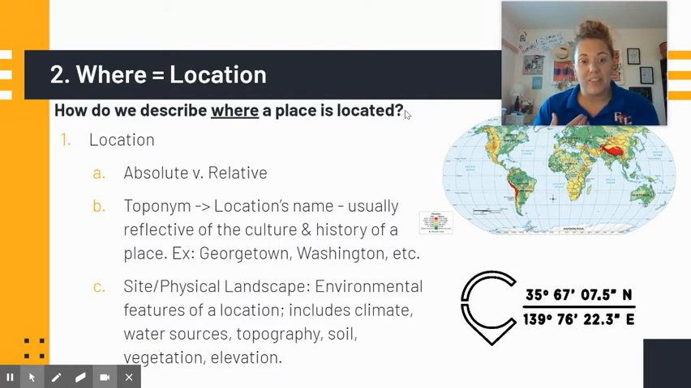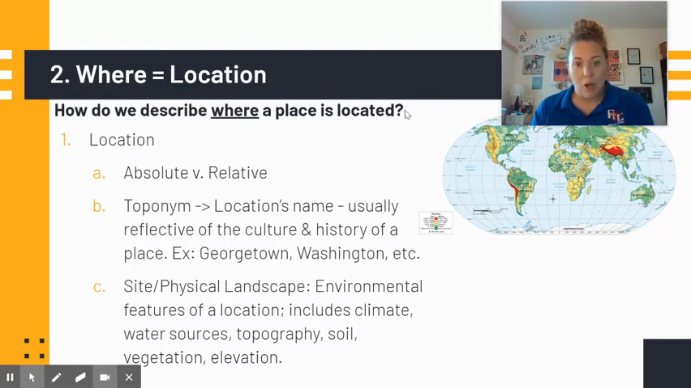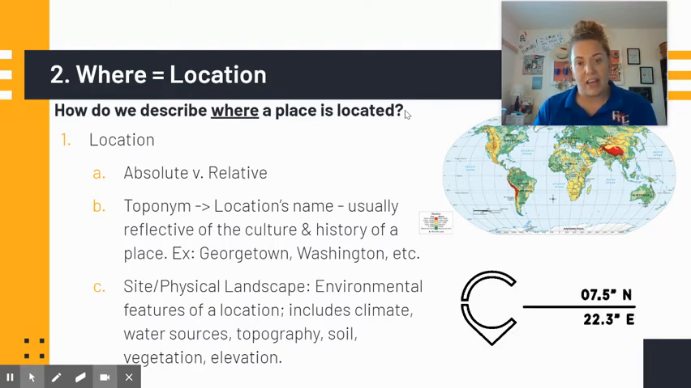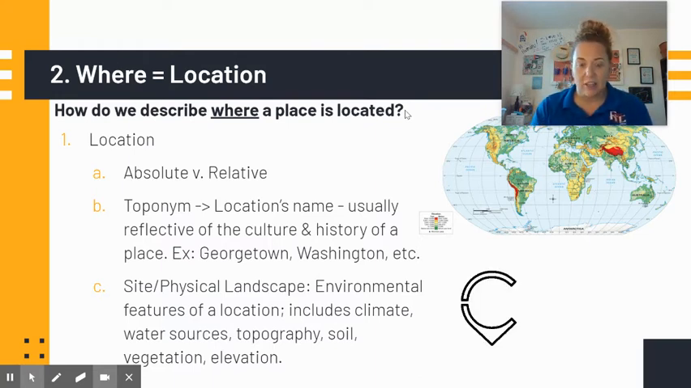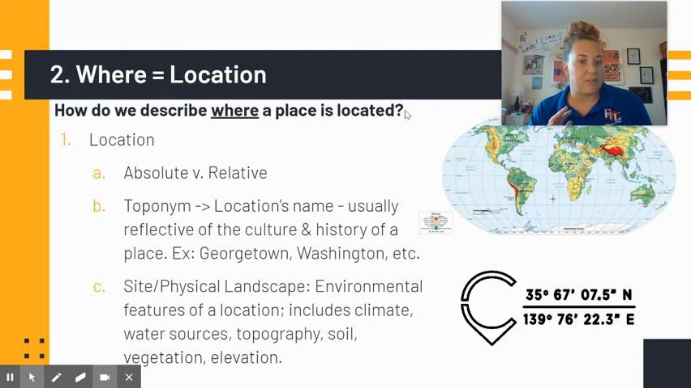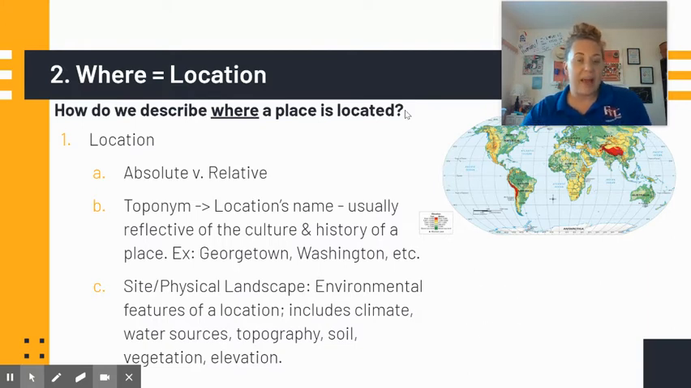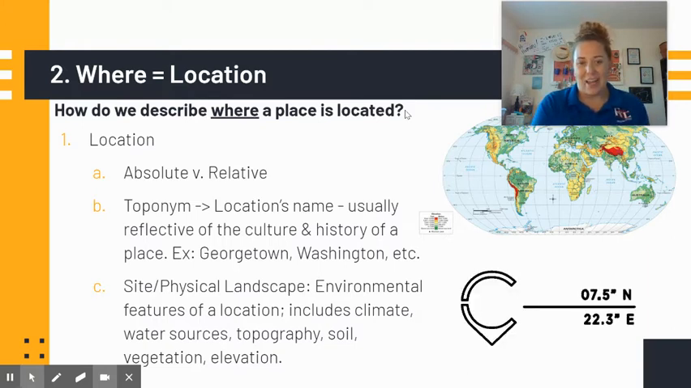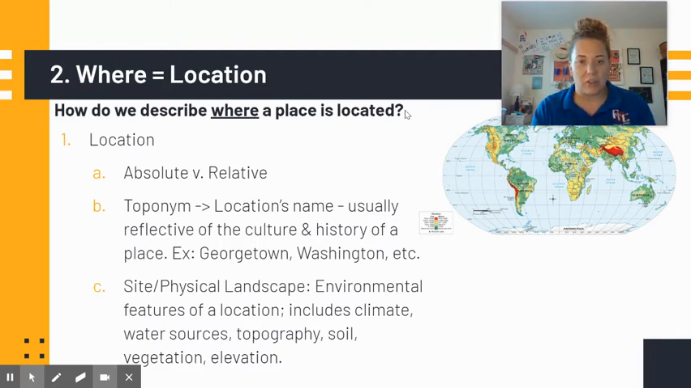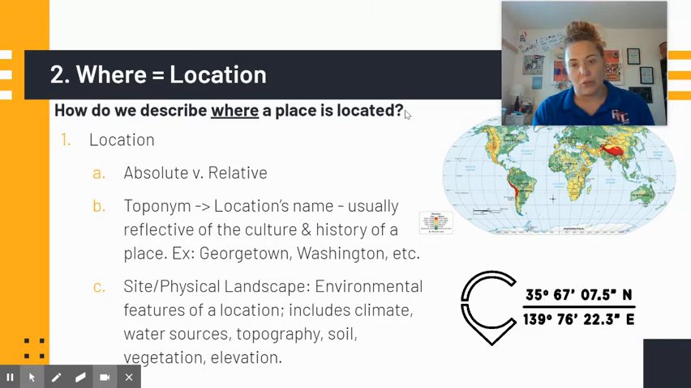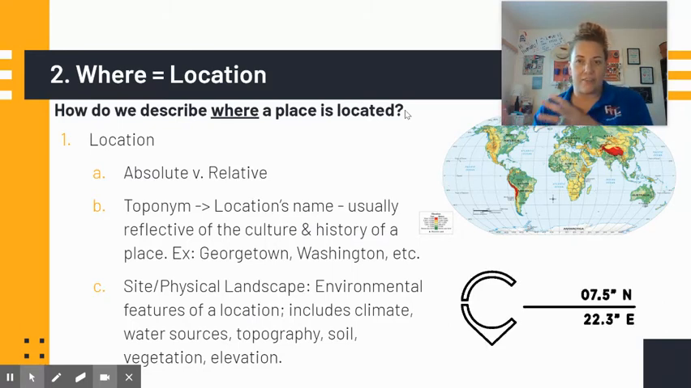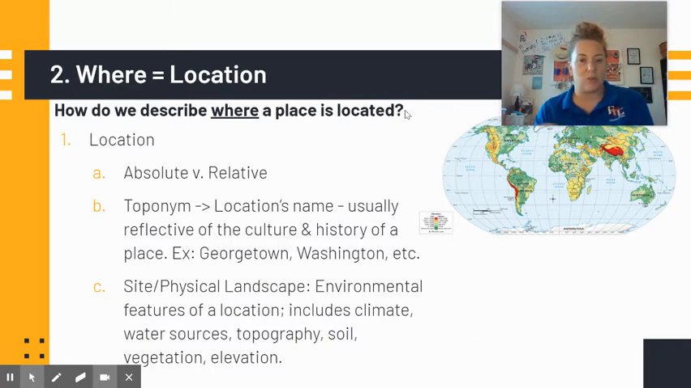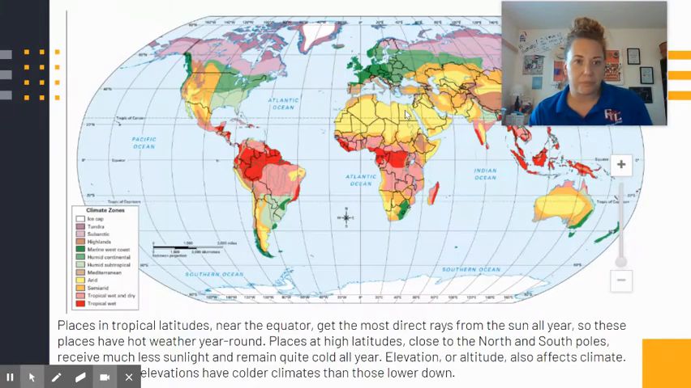And then we also have the site slash the physical landscape, which is going to be the environmental features of that area. So this could include what kind of climate is it located in? What types of water access does it have? Think back in history days when settlements were first being settled, you had to be close to water. But as technology has allowed us to implement more in-depth irrigation, we can actually have our settlements further away from the original water source because we can bring it in through irrigation.